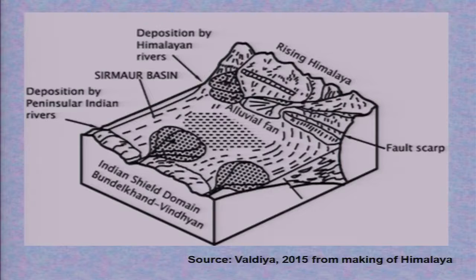This picture indicates the formation of a basin. How a basin is formed. The example is taken from Sirmur basin. Sirmur is a small town in Himachal Pradesh. Right in the front you get the basin structure, and towards the north you see raised portion, and below the raised portion you have got the alluvial fans or alluvial cones.